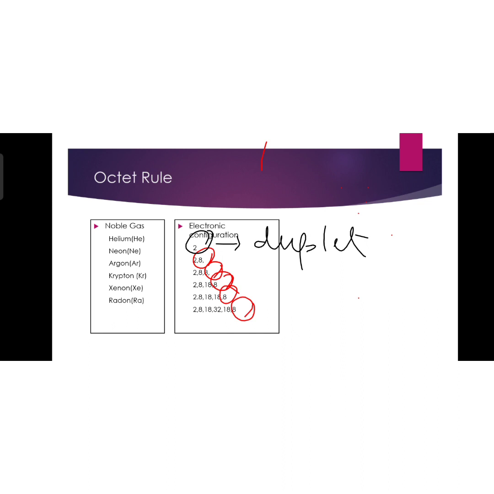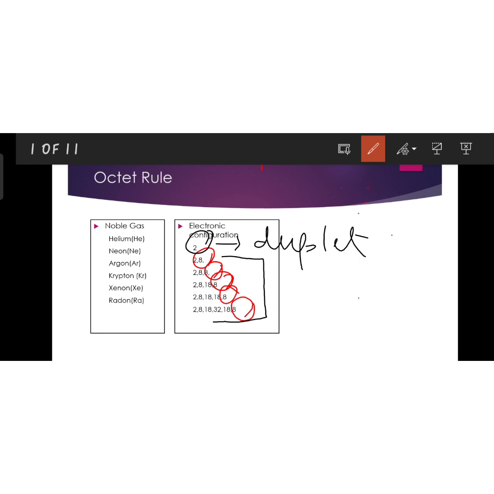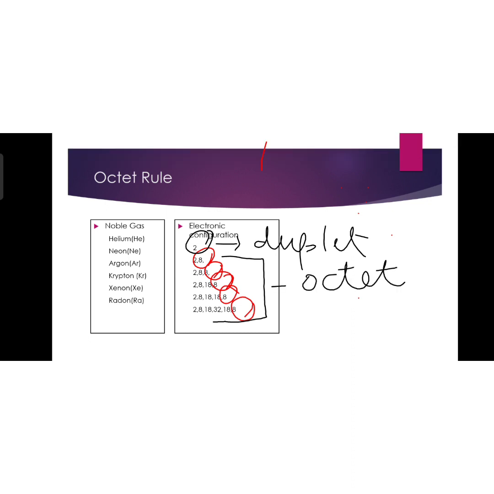Duplet is the most stable structure for helium. Except that, all the elements which have 8 electrons in the valence shell have the most stable structure. This arrangement is known as octet. All these elements show the most stable arrangement and are known as noble gases. Noble gases are also known as inert gases.